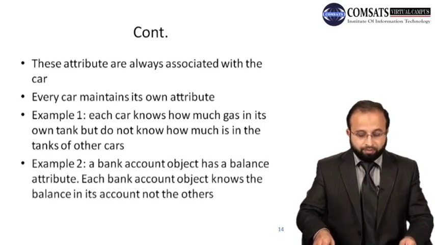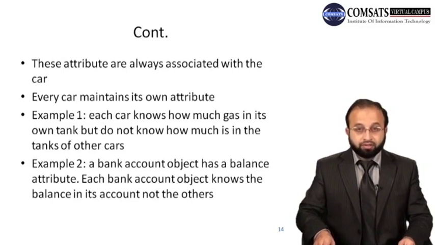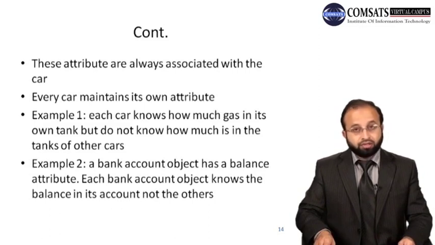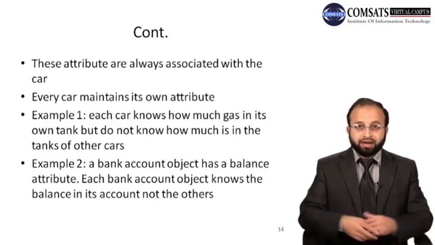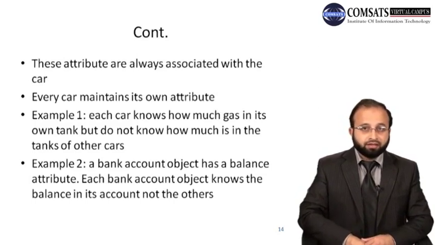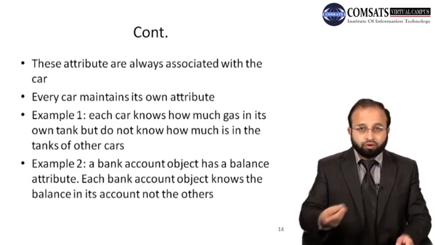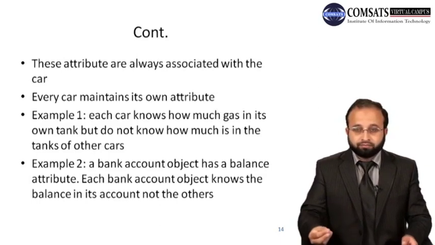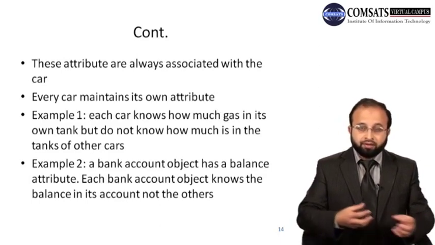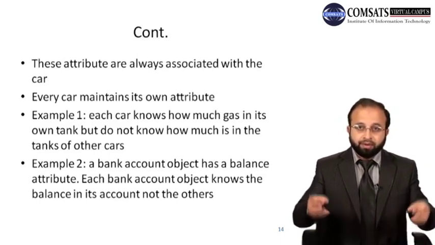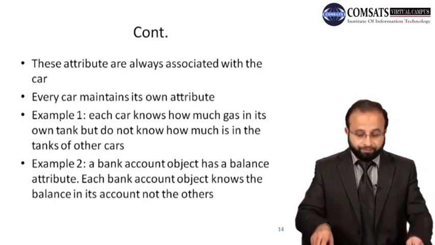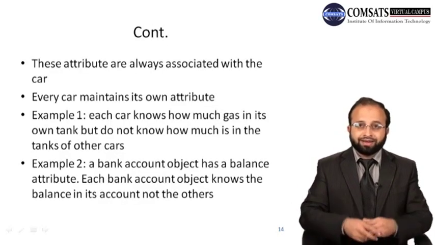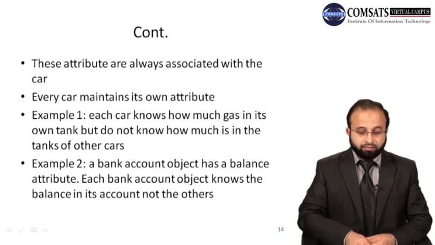Similarly, another example could be a bank account object has a balance attribute, and each bank account object knows the balance in its account, not the others. For example, the color attribute. The color of my car is black. Maybe the color of your car is white. So the attributes are different and they belong to the particular car by itself, right? I hope with this example, with the car example, many things will be clear to you.